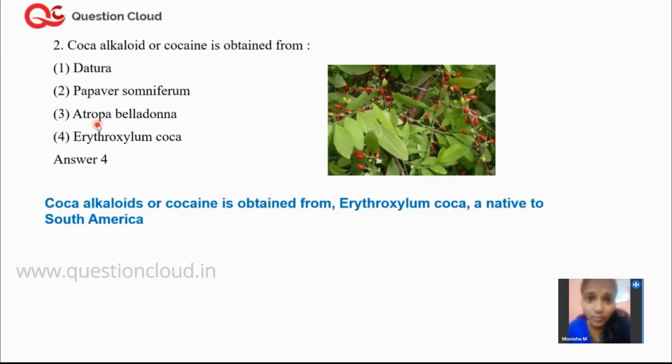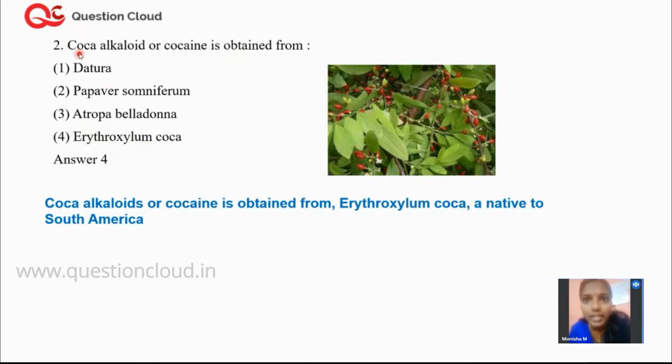But the question was very specific for coca alkaloid. In the picture, the plant that you see here is Erythroxylum coca. From this particular plant only we derive coca alkaloid. You can also make a smart guess. You see the word coca alkaloid, right? Coca is the compound you are going to derive from the plant, and we are going to get coca from a plant called Erythroxylum coca.